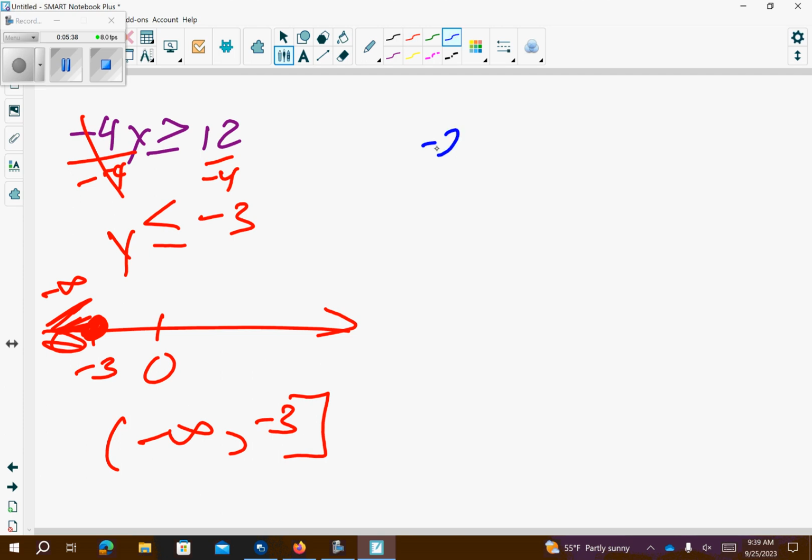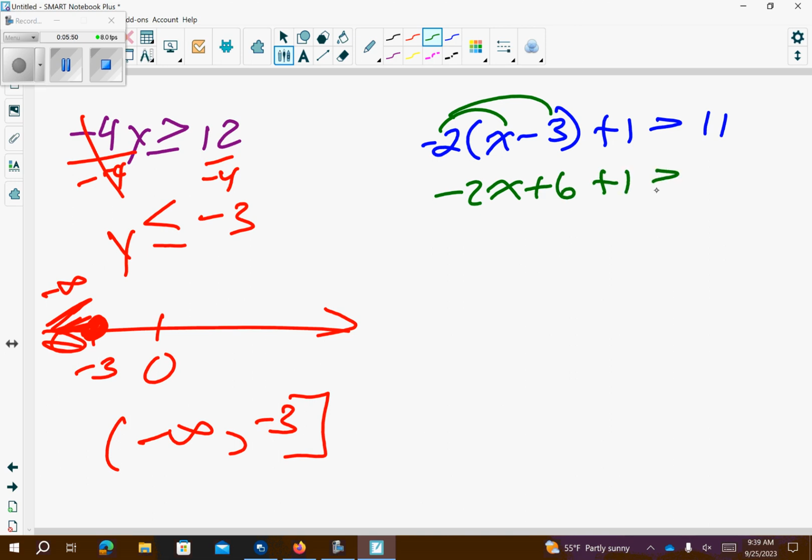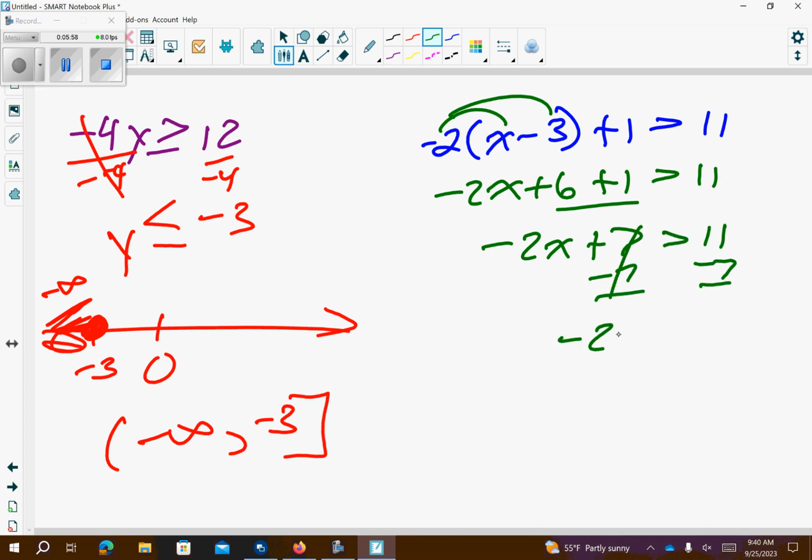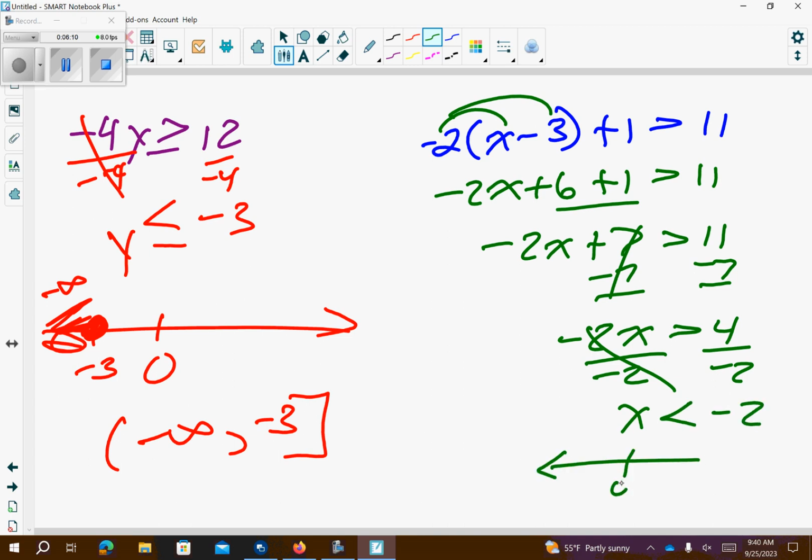Problem number 8, I get negative 2, x minus 3 plus 1 is greater than 11. So let's go ahead and start solving this. I'm going to distribute the negative over the parentheses. Combine these like terms. Subtract 7. Those cancel, so negative 2x is greater than 4. Divide each side by negative 2. Because I divided by that negative, the sign has to flip over. And so if you had 0 here, you had negative 2 here, open dot going this way. So our interval notation goes from negative infinity to negative 2, soft bracket or parenthesis because it's an open dot.